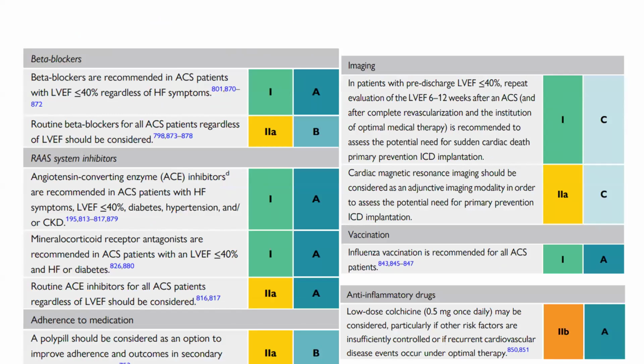And beta blockers are recommended in ACS with EF less than 40%. Routine beta blockers for all ACS patients, regardless of EF, should be considered; that was 2A, but with the new trial showing no benefit in those with preserved EF, this may be reviewed.